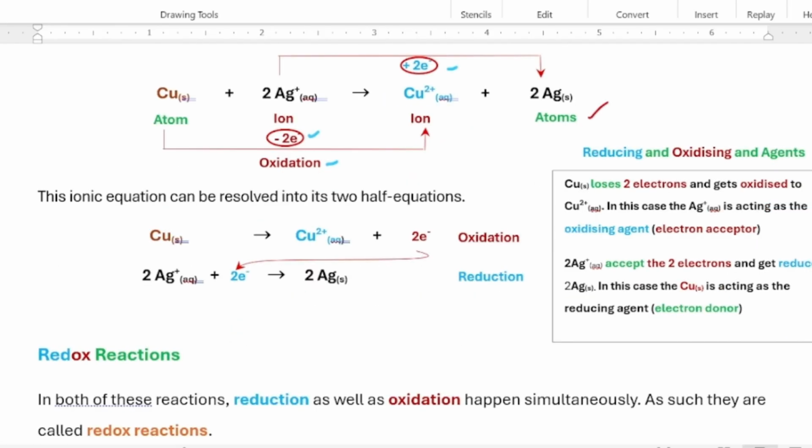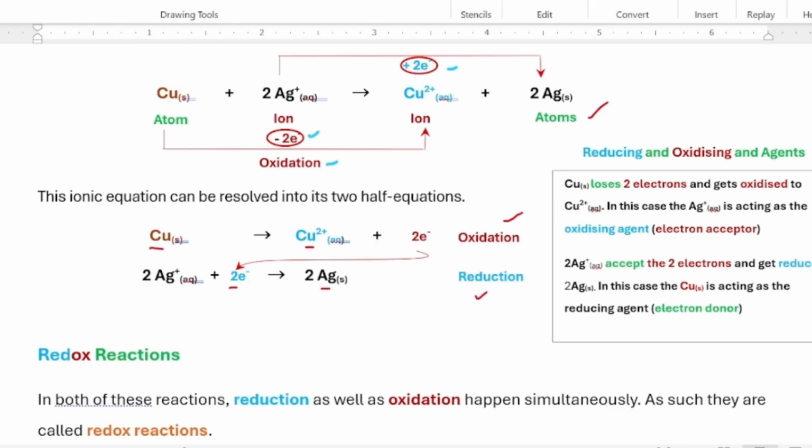Writing the two half equations for that redox change, we have copper atoms being changed into copper ions with a production of electrons, so that represents oxidation. And in the other half equation or reaction, we are seeing how silver ions are accepting electrons to form silver atoms, and that represents reduction.